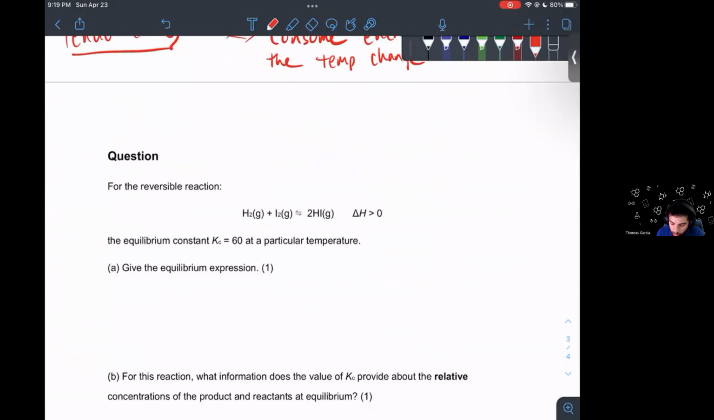For the reversible reaction, H2 plus I2 creates 2HI, already balanced. And we know that delta H is above 0. Therefore, it is going to be endothermic. We're not given a value. We just know it is above 0. And our Kc is 60 at some given temperature. All right, that means that we know that we are favoring our products. Give the equilibrium expression. This should be not a problem for y'all at this point.